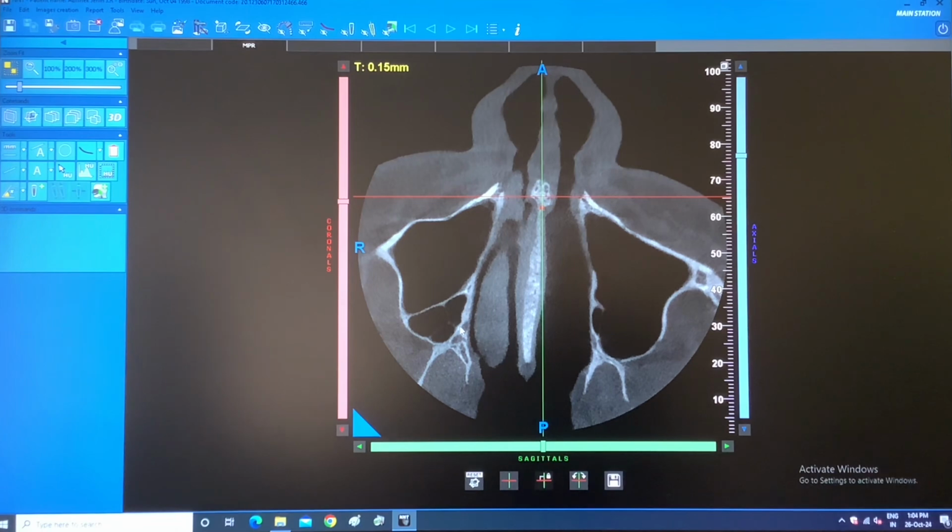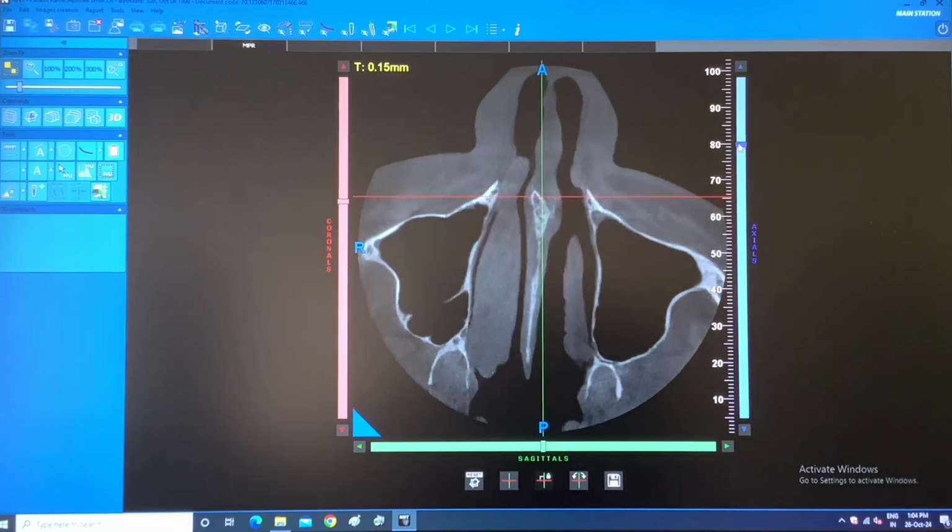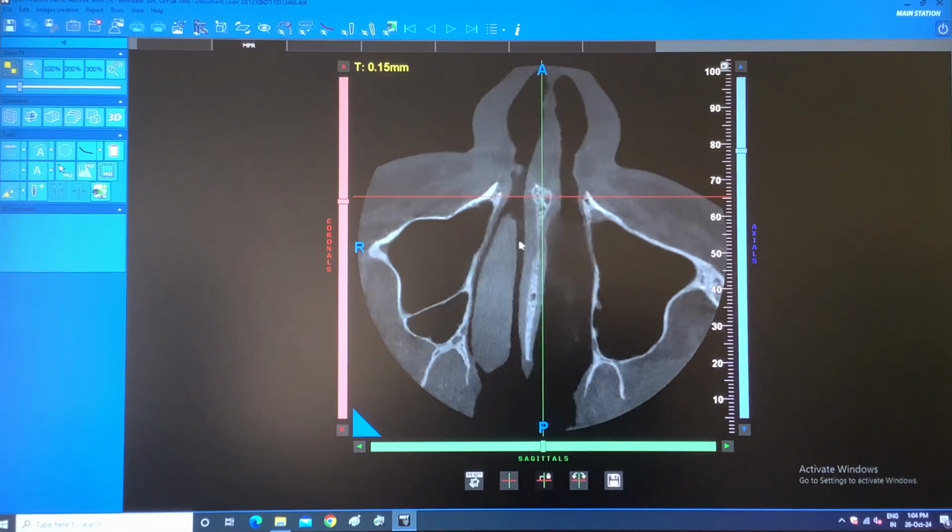This is the medial wall of maxillary sinus, this is the facial wall of maxillary sinus, and this is the posterior wall of maxillary sinus. The medial wall of maxillary sinus forms the lateral wall of nasal cavity. So this is the nasal septum, which divides the nose into two halves, and you can see the nasal airway being obliterated on the right side compared to the left side.